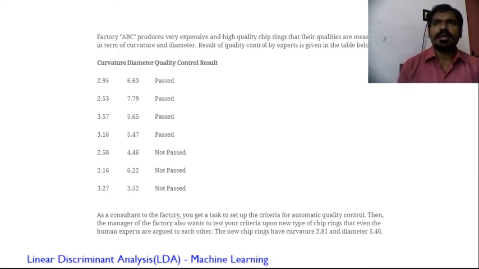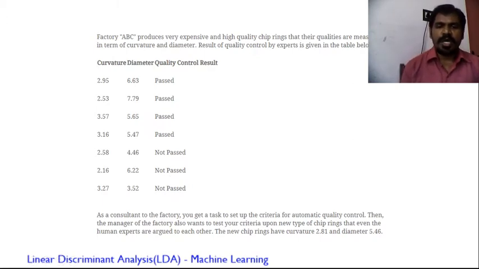Let us take an example. Say factory ABC produces very expensive high quality chip rings whose qualities are measured in terms of curvature and diameter. The result of quality control by an expert is given in the table below. So this factory ABC has already done some tests based on curvature and diameter, and all these are some of the test samples in the data set. For instance, there are 7 test samples, of which the first 4 passed and all the remaining failed during the test.